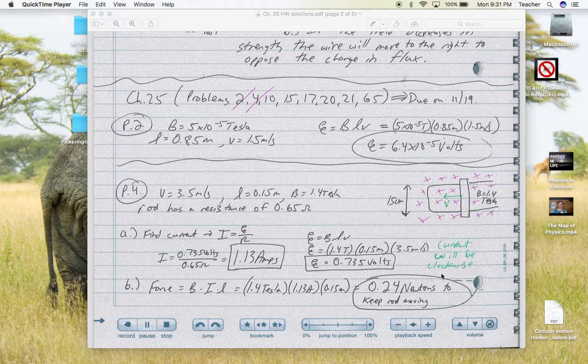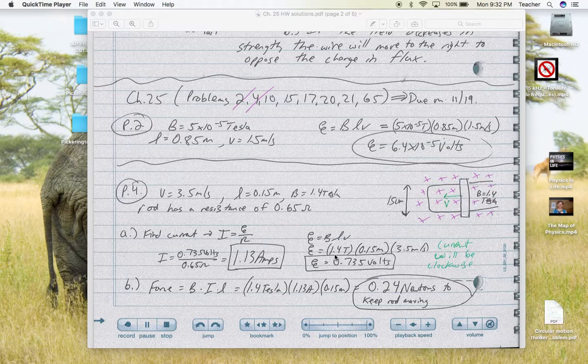For number 4, we've got a rod which is moving, and the rest of this loop is fixed. And so it ends up basically changing the area. You could think of that a couple of ways, either change in flux over change in time, or again, you could use BLV. To find the current through the loop, you need I equals V over R. In this case, it's EMF over R, so you need to find the EMF first. The rod had a resistance of 0.65 ohms, so that's what would go in the resistance part here.